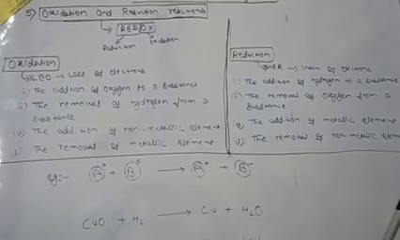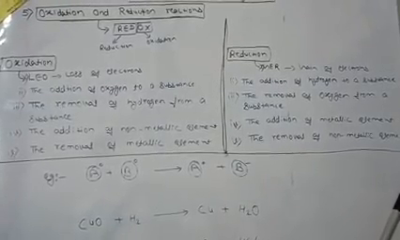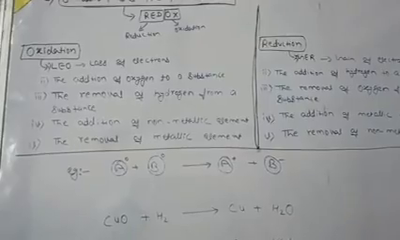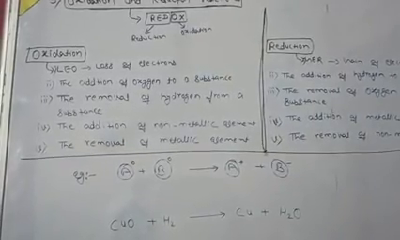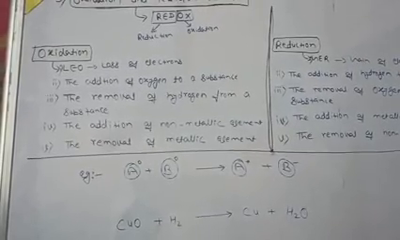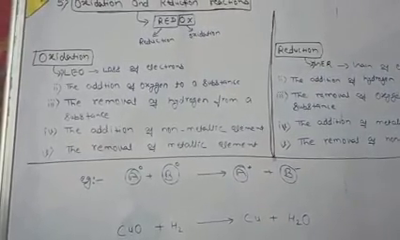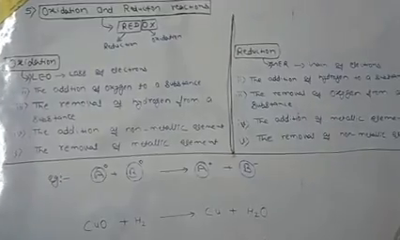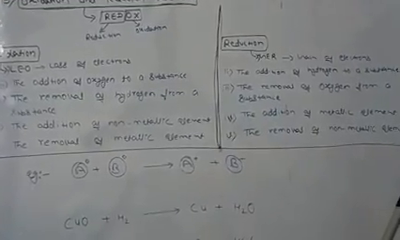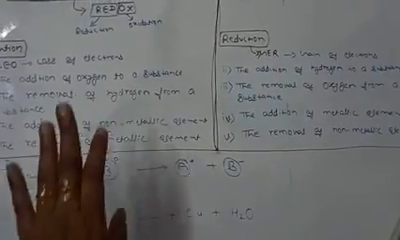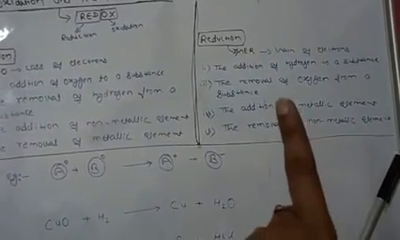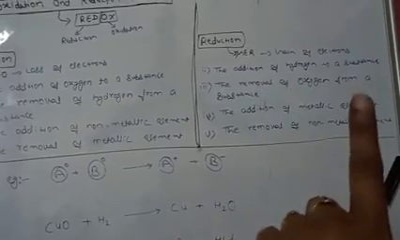The second point: the addition of oxygen to a substance is called oxidation. Actually, the earlier concept of oxidation and reduction is based on the addition or removal of oxygen and hydrogen element. So here I am describing oxidation and reduction by comparing oxygen and hydrogen. For oxidation, addition of oxygen; for reduction, addition of hydrogen.